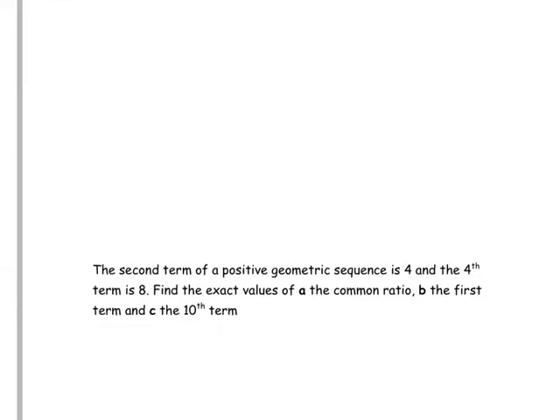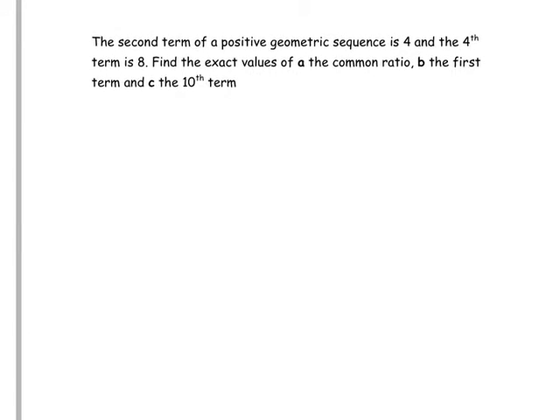Now let's try and apply this to a more exam style question where we're told the second term of a positive geometric sequence is 4 and the fourth term is 8. Find the exact values of a the common ratio, b the first term and c the 10th term. So the second term, ar is equal to 4, and the fourth term, a times r cubed, is equal to 8. Now, can we link these two equations? Well, yeah, they've both got the value of r.